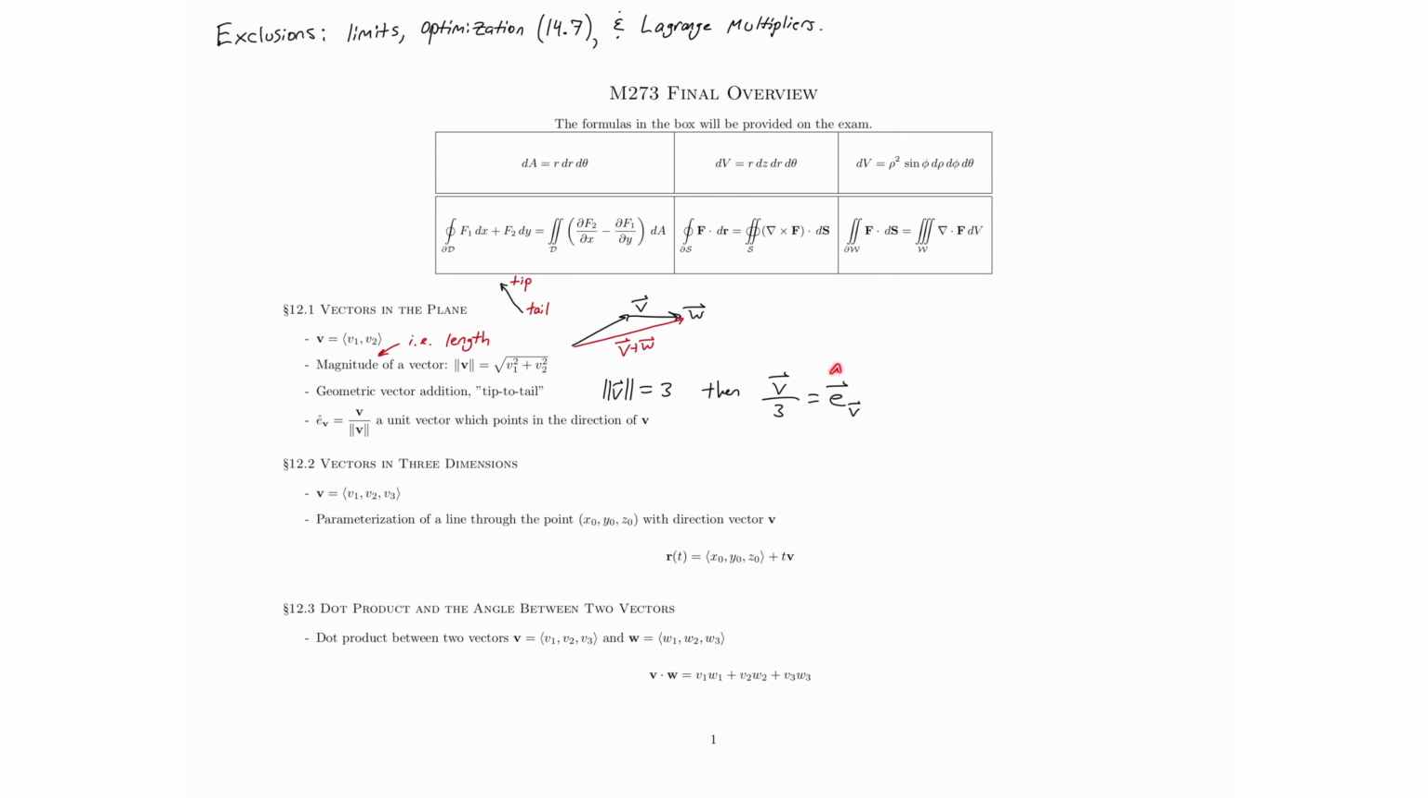Also, sometimes people use hats for unit vectors. As I have done here, you are more than welcome to use this hat notation for unit vectors, but you're also always able to put an arrow. So this is a unit vector pointing in the same direction as v. The way we find it is taking the original vector and dividing by its own length.